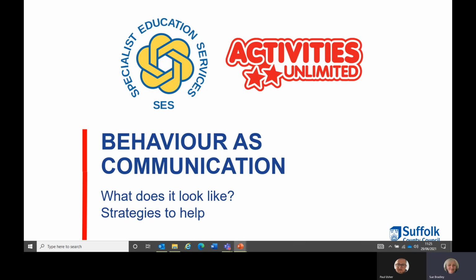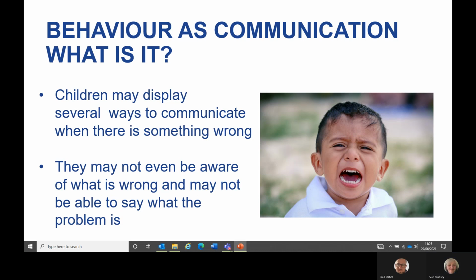The presentation will look at what behaviour as communication looks like and also some strategies to help. Behaviour as communication, what is it? Children may display several ways to communicate when there is something wrong. They may not even be aware of what is wrong and may not be able to say what the problem is.